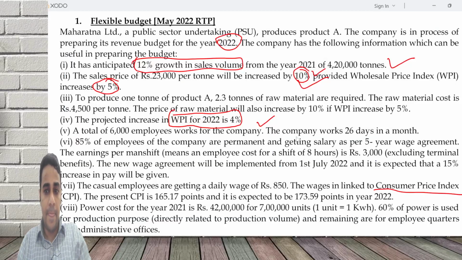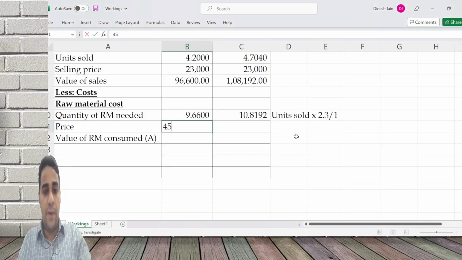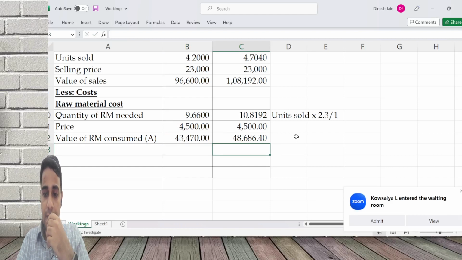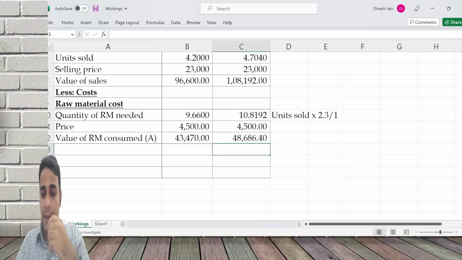Price is 4,500 per ton. You multiply, and you will get the value of raw material consumed. So the first one is raw material, which is 43,470 and 48,686. Let me know if there are any doubts here.